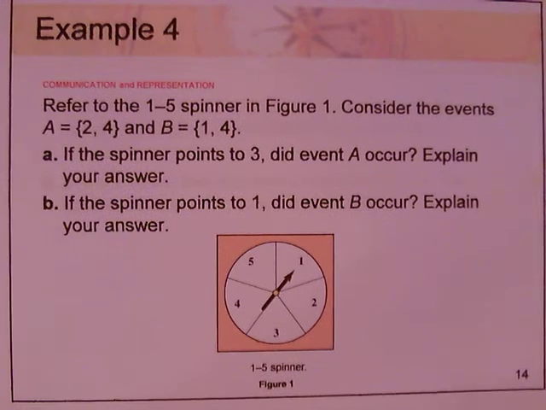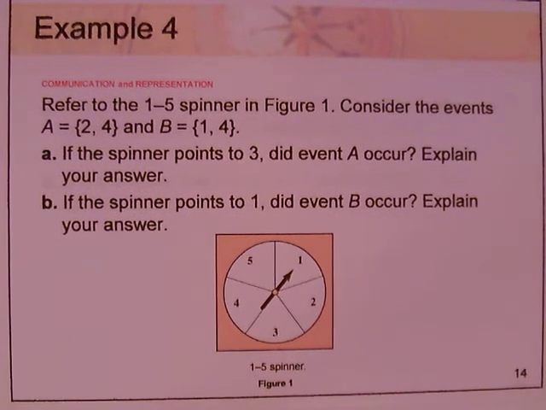So, in this example 4 that I'm going to show you here, you're going to refer to the 1 through 5 spinner in figure 1 and consider the events A equaling {2, 4}, and B equaling the elements {1, 4}. Part A, if the spinner points to 3, did event A occur? And explain your answer. And part B, if the spinner points to 1, did event B occur? And explain your answer.